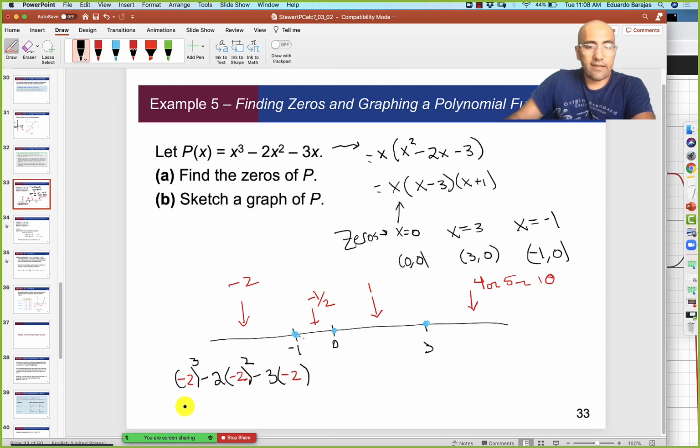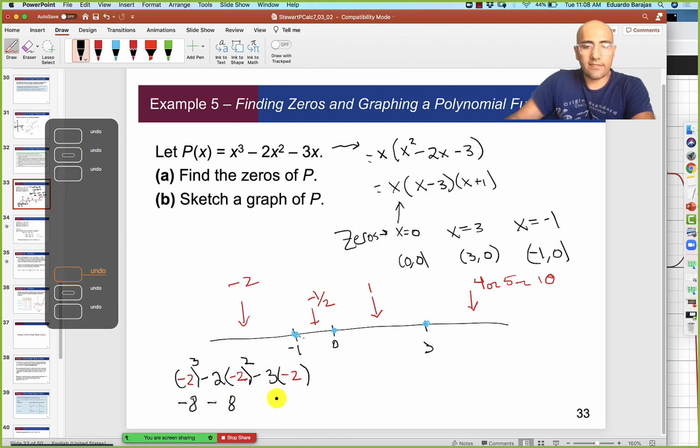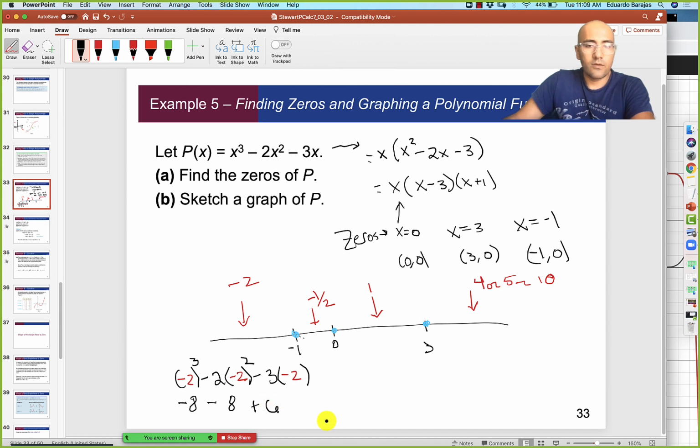So that's going to be negative 8. That's going to be negative 2 times 4. That's also going to be negative 8. And then that's going to be plus 6. Okay, well, I really didn't even necessarily care for the answer. I just want to know if it's positive or negative. And now I know that this is negative. So I've concluded that the graph must be down here somewhere. And then it goes up and reaches this point there.